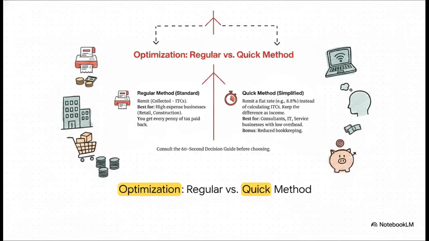So how do you optimize between the two? Well, the regular method is usually best for high-expense businesses. Think retail or construction, because you get every single penny of tax paid back. On the flip side, the quick method is often the clear winner for service-based businesses like consultants who have really low overhead. With the quick method, you actually get to keep the difference as income to compensate for the simplified bookkeeping. Makes sense, right? Knowing which method you use dictates exactly how you should be tracking your expenses.